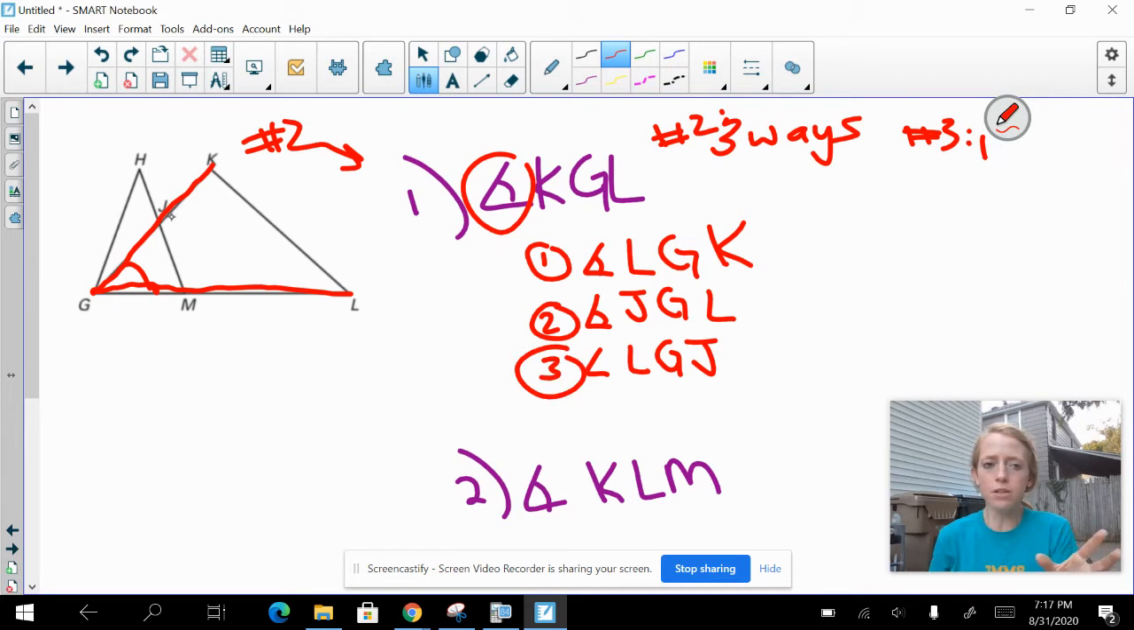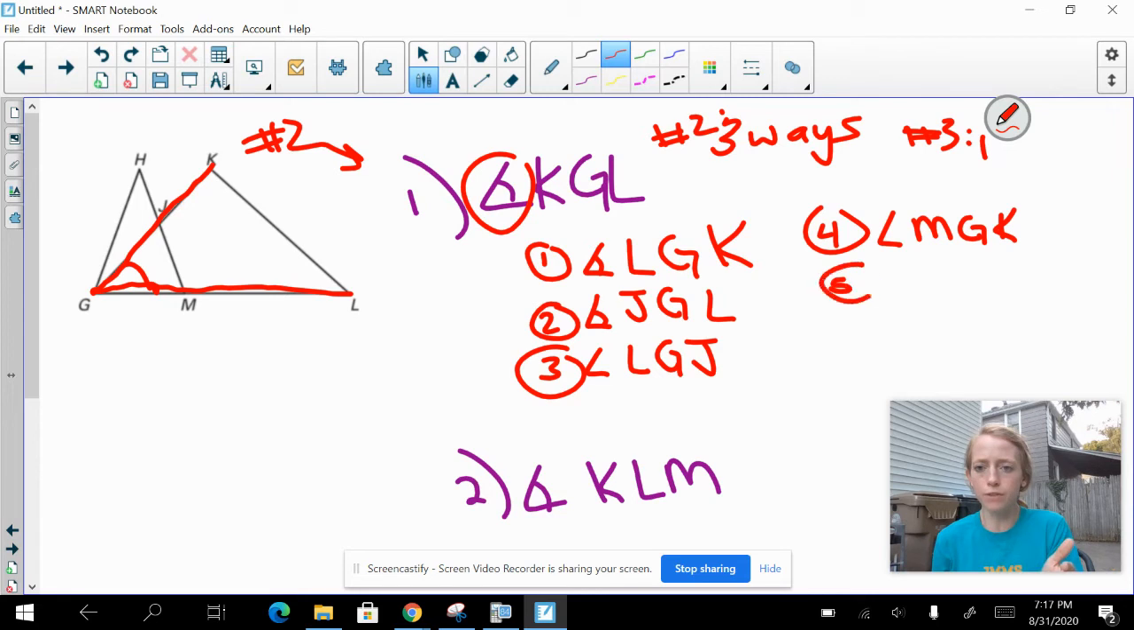Think about how you could do that, but like on the flip side. So what if we started with M, G, K? Could you do M, G, K? Yes, as long as G is in the middle and M is still on the ray of this side of the angle. So the 4th way would be angle MGK, and then we could write it in reverse for a 5th one, angle KGM.